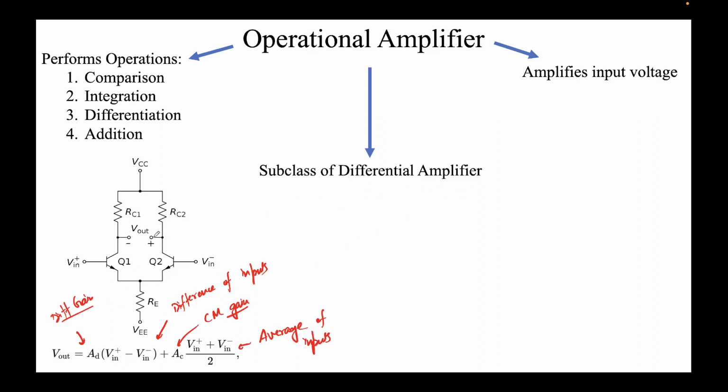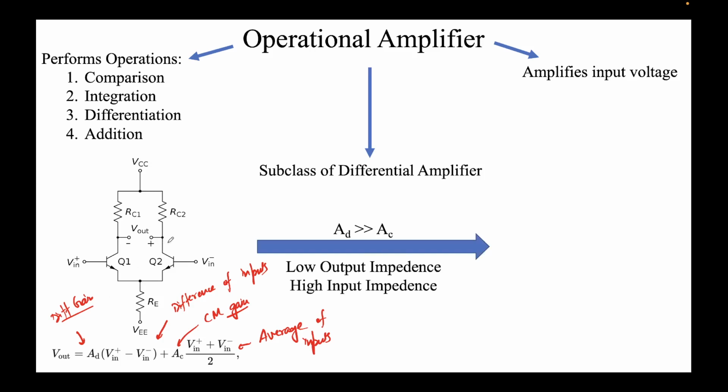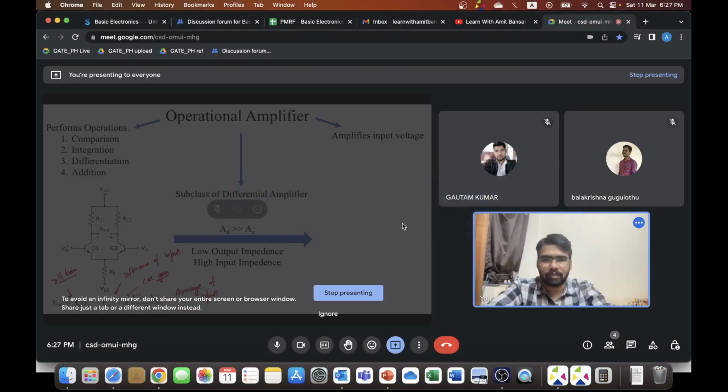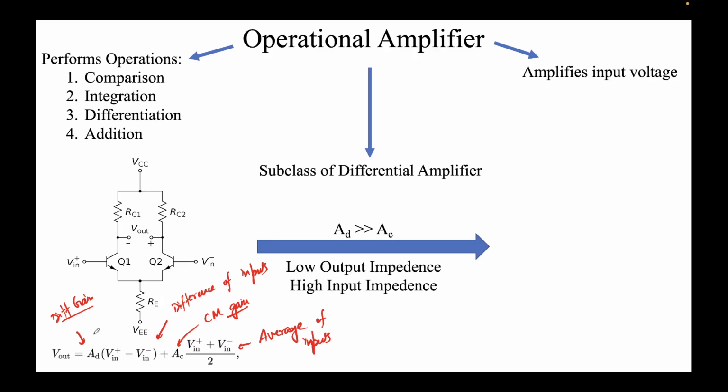So what do we need to do to this differential amplifier to convert it to an operational amplifier? We simply design the circuit in such a manner that AD is much larger than AC, and it has a low output impedance and a high input impedance, and what you get is known as an operational amplifier. This is the symbol of an operational amplifier. You see V plus is here, V minus is here, and Vs plus is nothing but VCC, Vs minus is nothing but VEE, and this is the output, V out.